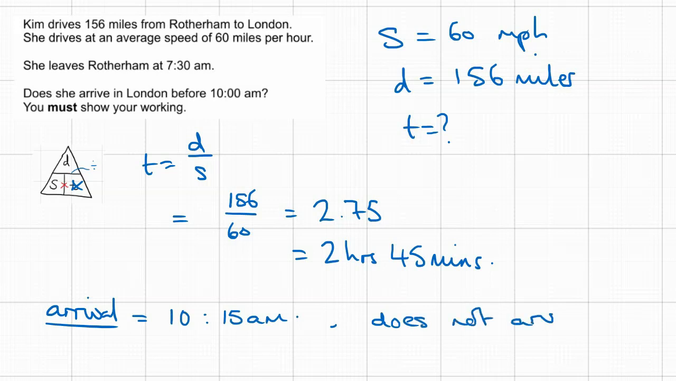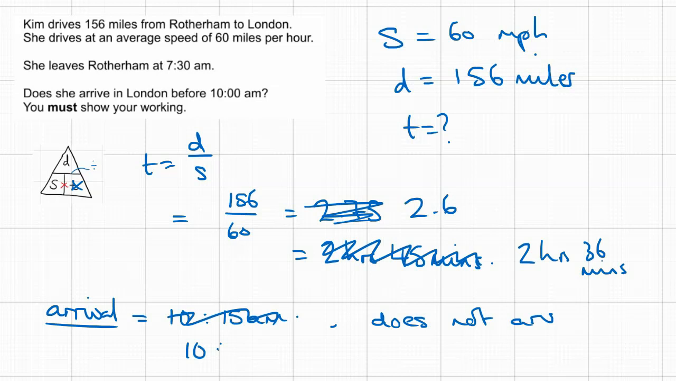Oh, sorry, I think I've done the right working out, but I did 165 in my calculator, so for this you should get 2.6, and when you convert that, you should get 2 hours 36 minutes, so this should be 10:06 a.m. Still the same answer: that she does not arrive in time.